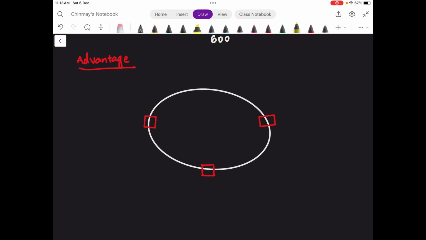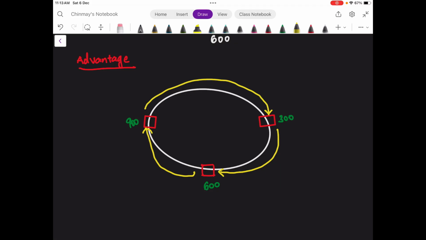Now, messages with hash IDs between 900 to 300 will go to this node, 300 to 600 will go to this node, and 600 to 900 will go to this node. This is node 1, this is node 2, and this is node 3.